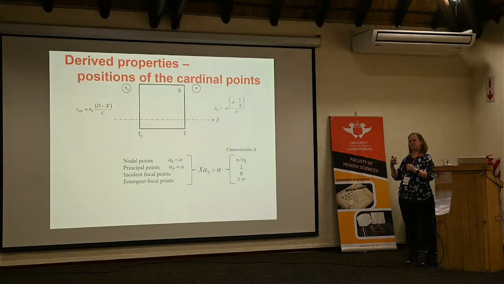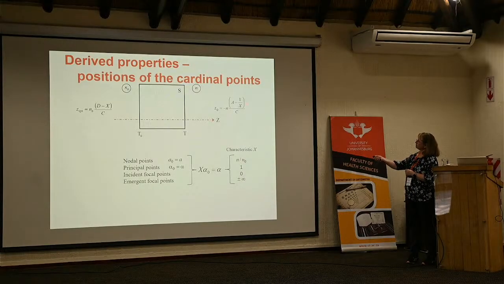So there's a very definite relationship between all the cardinal points. They're not independent. We've done a similar manipulation, and we have got the position of the emergent cardinal points measured from the exit plane. And similarly, if we substitute N over N naught, we'll get the emergent nodal point. Substitute 1, we'll get the principal point, and substitute plus minus infinity, or 1 over X equals 0, and we will get the emergent focal point.